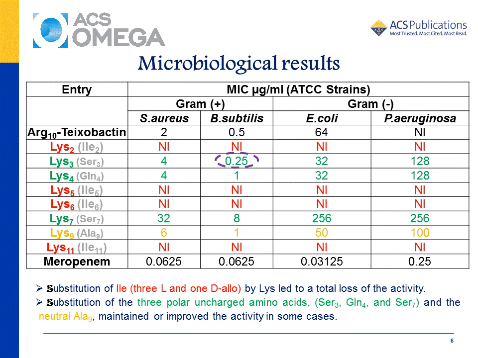As shown from the MIC table, any substitution of the hydrophobic isoleucine by the charged polar lysine led to total loss of the activity, while the substitution of the 3 polar uncharged amino acids, serine at position 3, glutamine at position 4, and the other serine at position 7, and also the neutral alanine at position 9, maintained the activity, and in the case of lysine at position 3, improved the activity against B. subtilis.